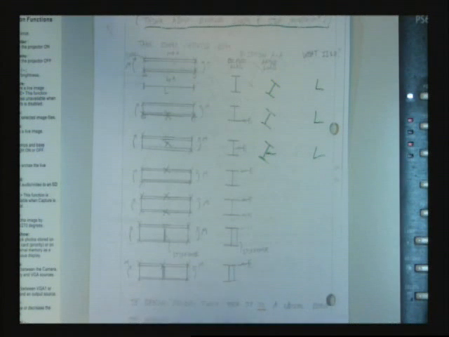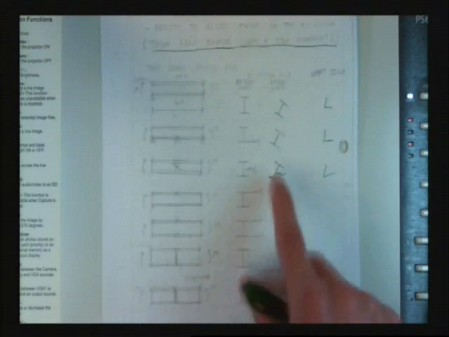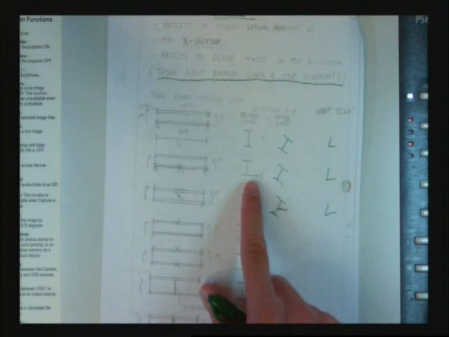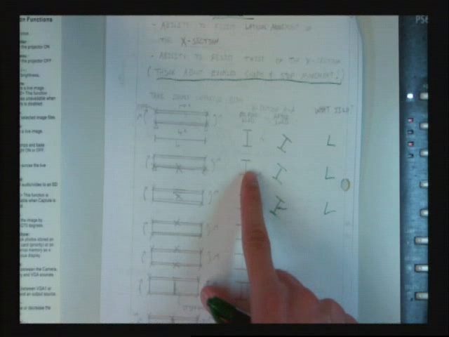Now what were the rules again? What are the two criteria we're trying to meet every time? This is where you look at the top of your page, you reread it, you relearn. Translation is the key. And lateral movement, because we could say this one didn't resist any lateral movement at all, did it? Because which zone's in compression? The top. Which one wants to buckle? The top.